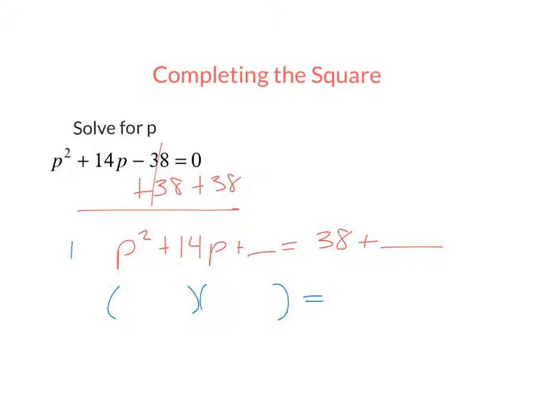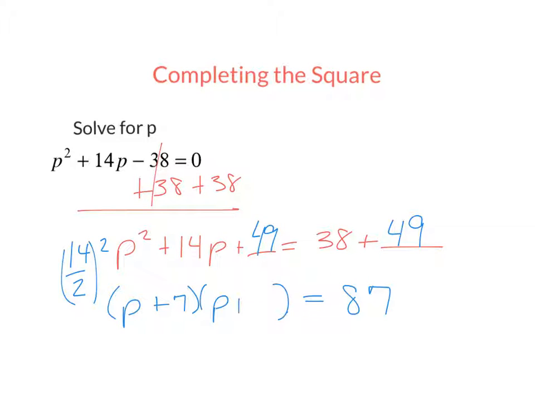So what I'm going to do now is I'm going to divide b by 2 and square it. That gets me 7 squared, which is 49. So 49 is going to go here and here. 38 plus 49 is 87. And that allows me to do my AM method and factor it into two perfect binomials, meaning that they're the same. So the factors of 49 are 7, and they add to 14. And I'll get p plus 7 all squared, because there's two of them.